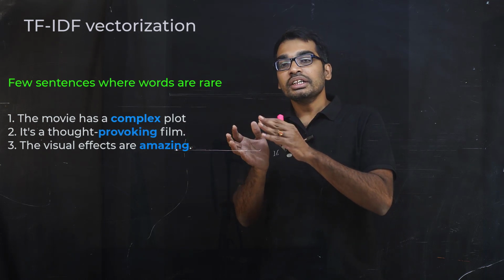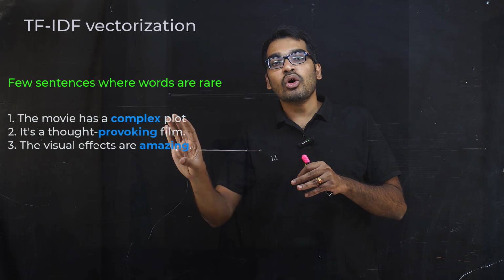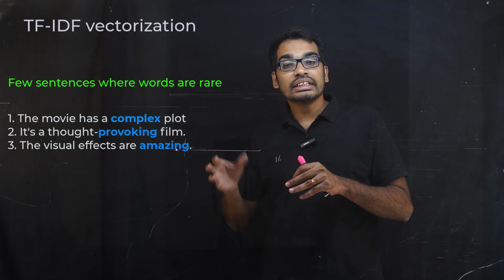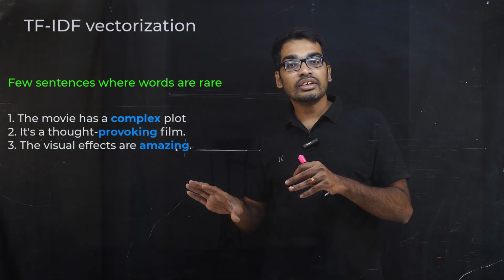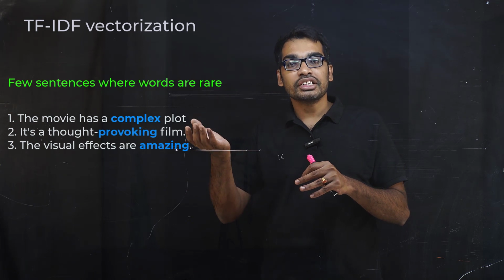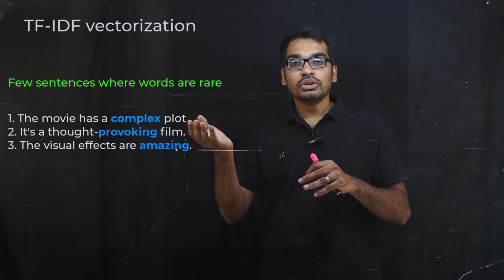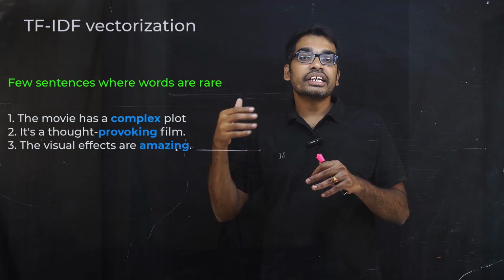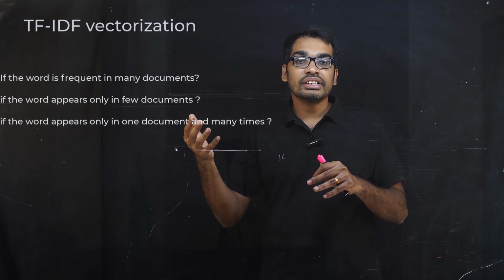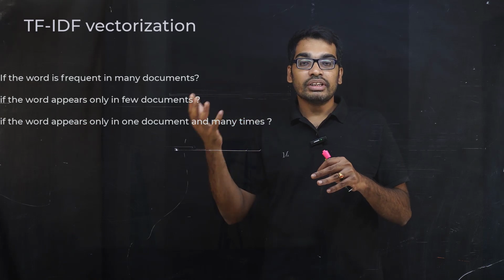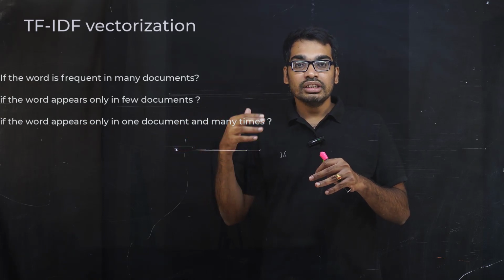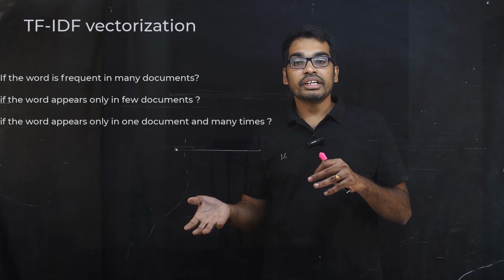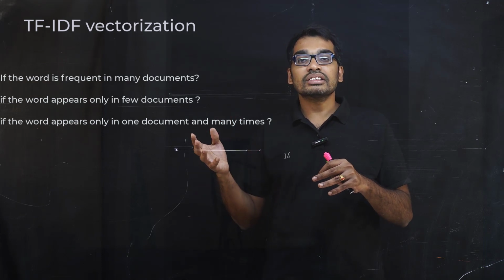If a word appears only in a few documents, but is not appearing in the other documents, then we should give some weightage to that particular word. The bag of words does not take this into consideration. It does not depend on the frequency, or on whether the word is rare or appearing in many documents. All these patterns it does not capture.